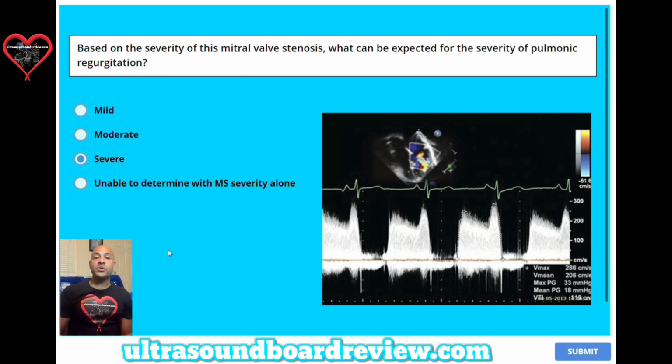And just like before, this will cause pressure and volume to build up in the left atrium, causing blood flow to back up into the lungs, then causing pressure and volume to build up in the pulmonary artery and the right ventricle. This will cause an increase in severity of your pulmonary regurgitation.